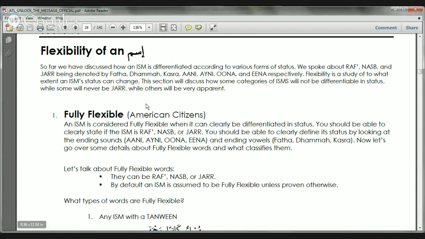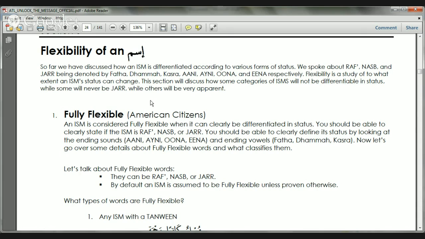So we have gone over some concepts so far: Rafa, Nasab, and Jar. Now this can get a little confusing if you don't follow along. Okay, I'm going to simplify it for you. Again, I don't read everything that's here. So far we have discussed how an ism is differentiated according to the forms of status, right? Rafa, Nasab, Jar, Una, Ina, Ani, Aini.